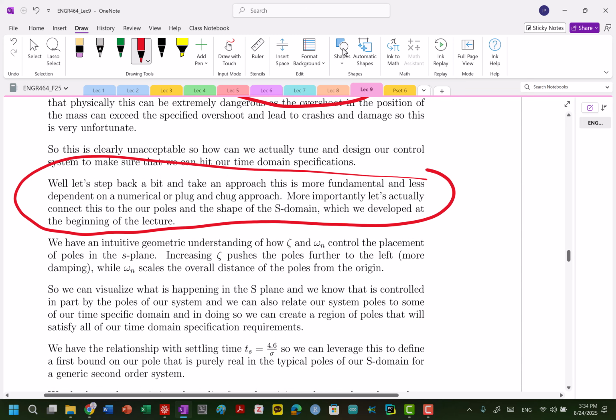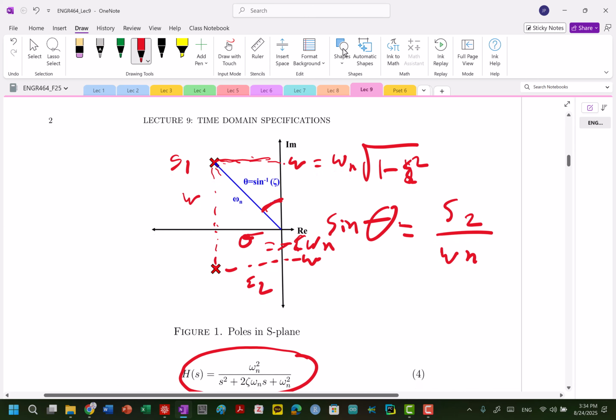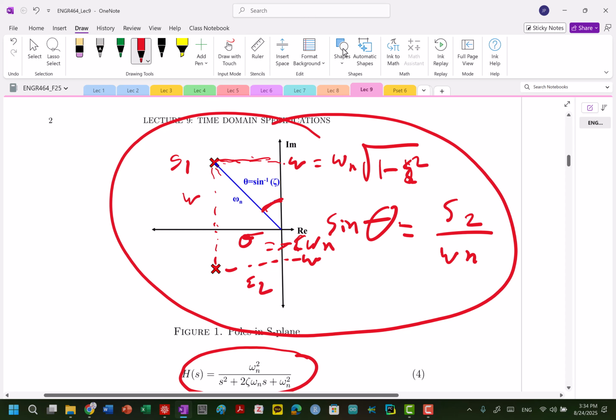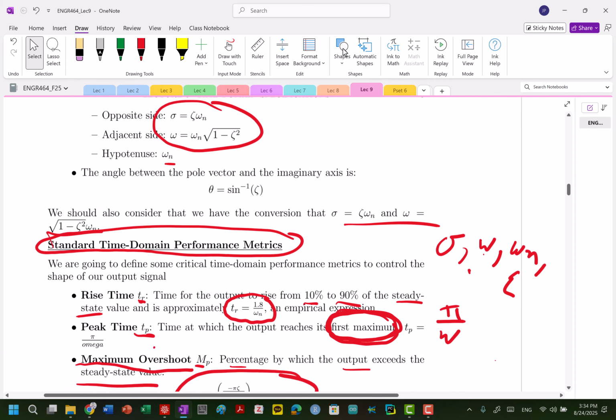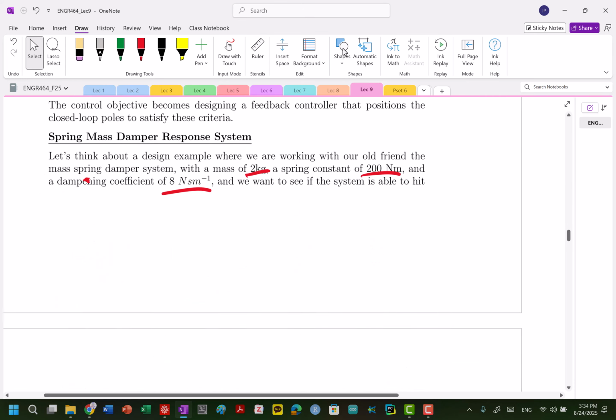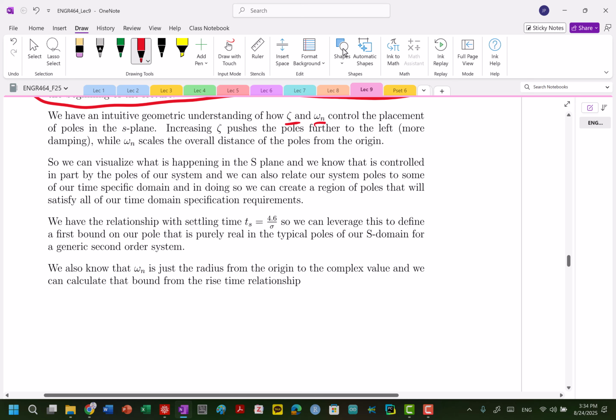If we have a system, we want to connect it, way back, it seems like a long while ago, to this picture of when we have a system of interest, where do our poles lie on this S domain? And how can we connect the pole location to these time domain specifications? Specifically, we know the relationships between sigma and omega, and we can leverage these related parameters to see where our poles have to lie so that we can hit those specifications.